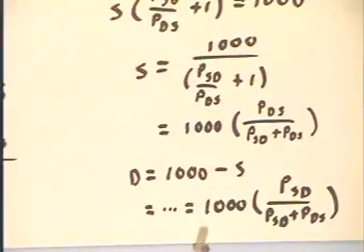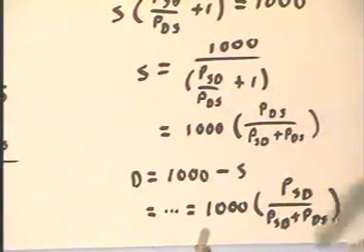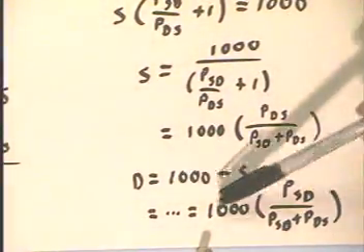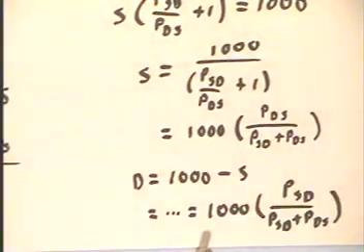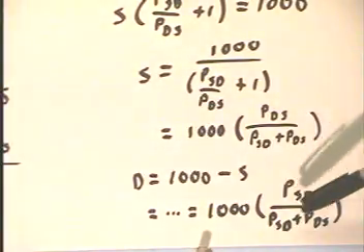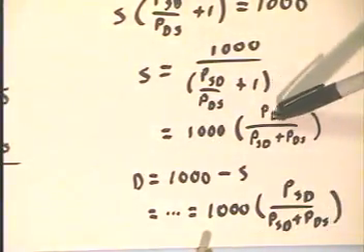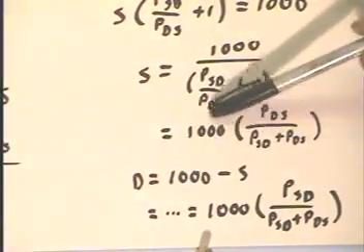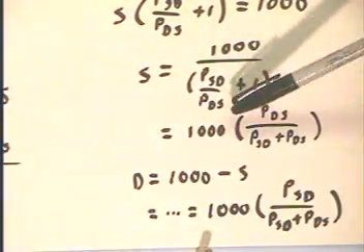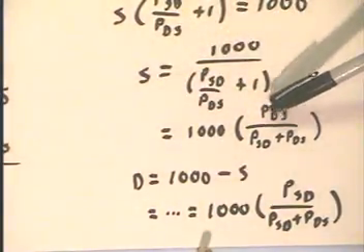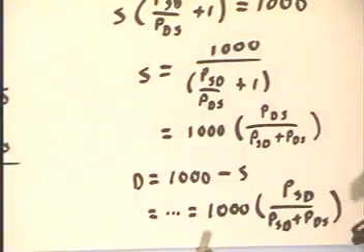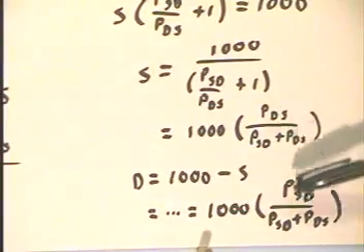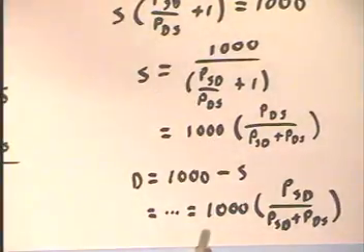For the number of demented people, well, it's 1,000 minus the number of sane. If you take 1,000 and subtract this expression for the number of sane, this is what you get. And notice that this is just PSD over PSD plus PDS. This is PDS over PSD plus PDS. So that whatever your initial population is, the number of sane will be your PDS over this denominator. Your number of demented will be PSD over this denominator. Those will be the ultimate numbers of sane and demented after an infinite time.